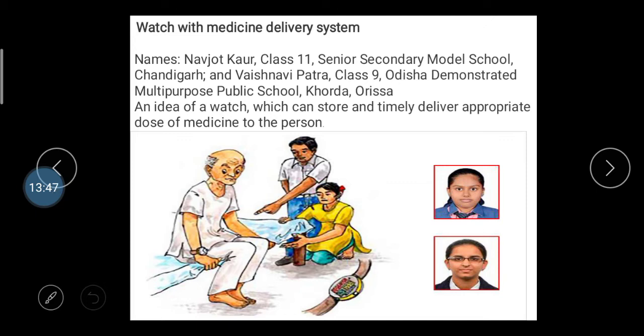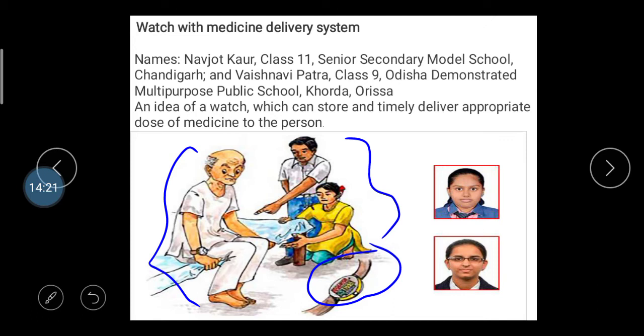Old aged people face these problems, because sometimes they are forgetful, or sometimes they forget to take their medicine at the right dose. So it is a watch they developed that indicates the time and the dose of the medicine. As a family member, we can feel relaxed, and the person can take the right medicine, the right dose, at the right time. It is a very good concept and very nice thinking by these two girls, Navjot Kaur and Vaishnavi Patra.